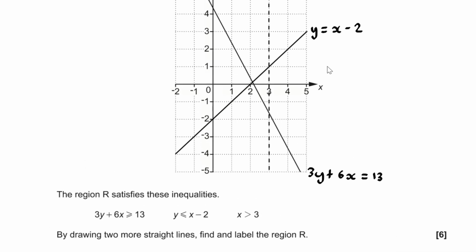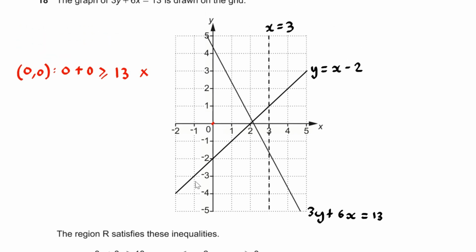Now to do this we can pick the origin as a testing point. If we choose the origin, considering this inequality here, we've got 3 lots of 0, which is 0, plus 6 lots of 0, which is 0. We're questioning, is this greater or equal to 13? So we're questioning this point over here at the origin. Because this is not true, we don't want everything below the line here. So we shade in this region over here.